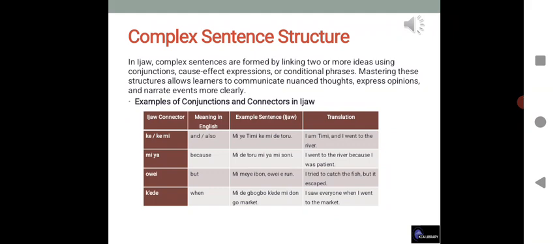2. Mi timi kumi de owe mi soni. I am Timmy, and I went, but I was not successful. 3. Mi de school mi ye mi botoru story. I went to school because I wanted to hear the story. Practicing these sentence patterns helps learners combine ideas effectively and communicate more naturally in Ijaw.